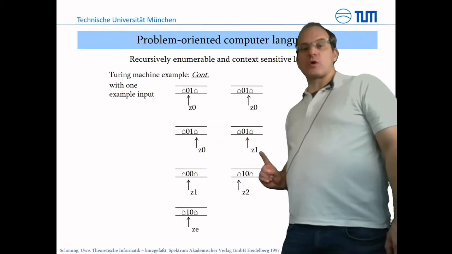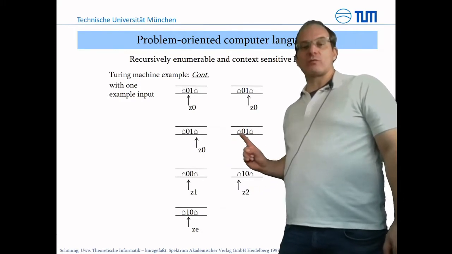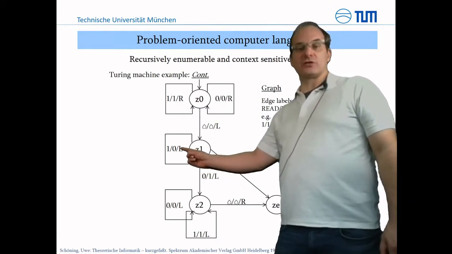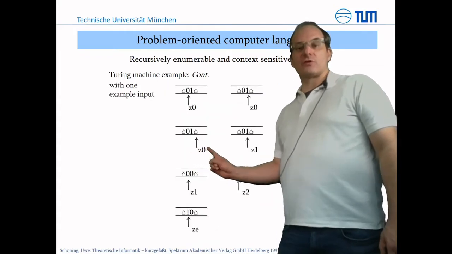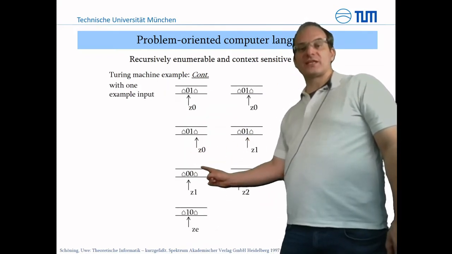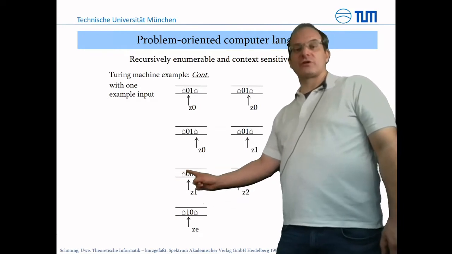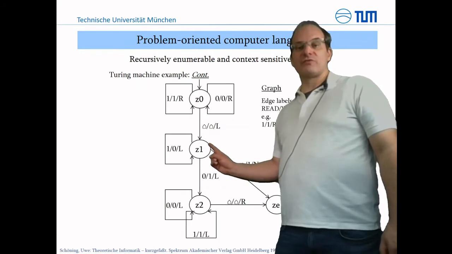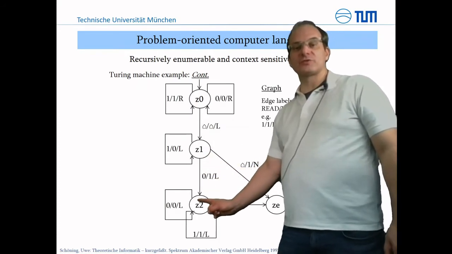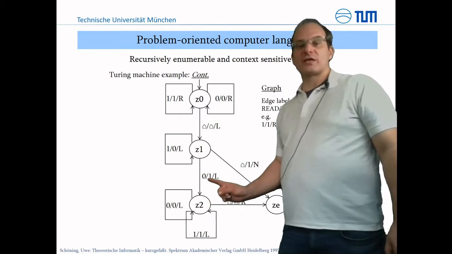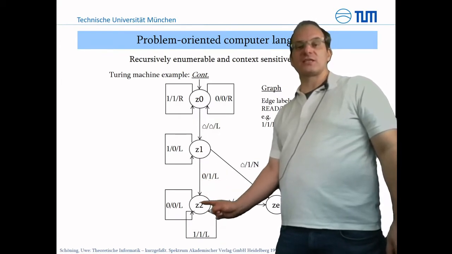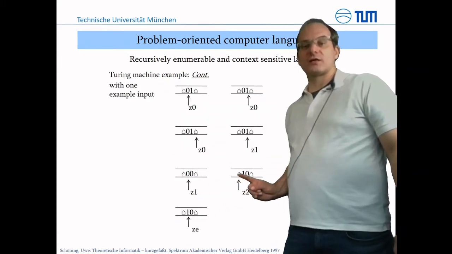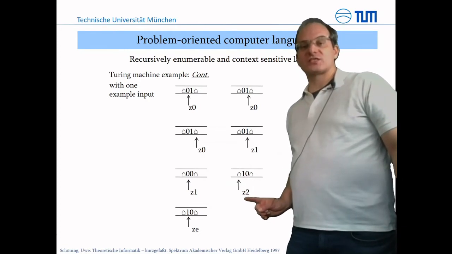Now we are in state 1. In state 1, we now read a 1. So what should we do? We read a 1, we write a 0 and go to the left. So therefore we change this. Now we are in this position, still in state 1, and we read a 0. If we read a 0 here, we write a 1, we go to the left and we reach state 2.